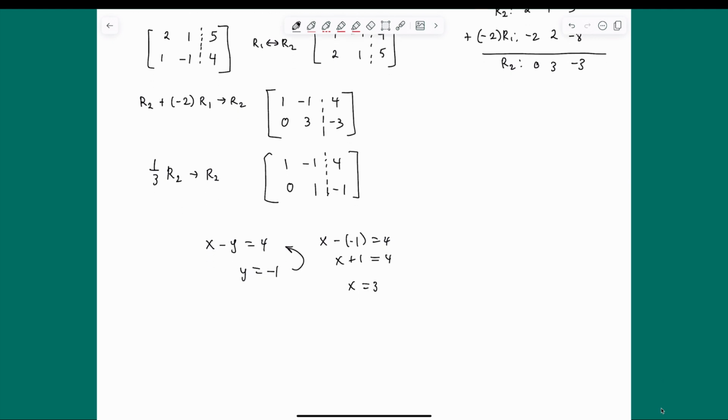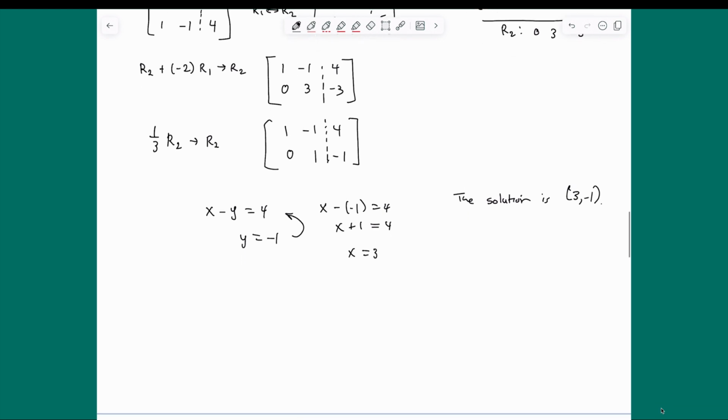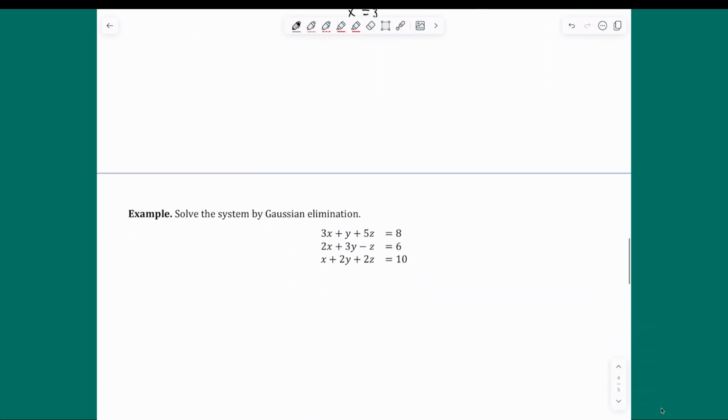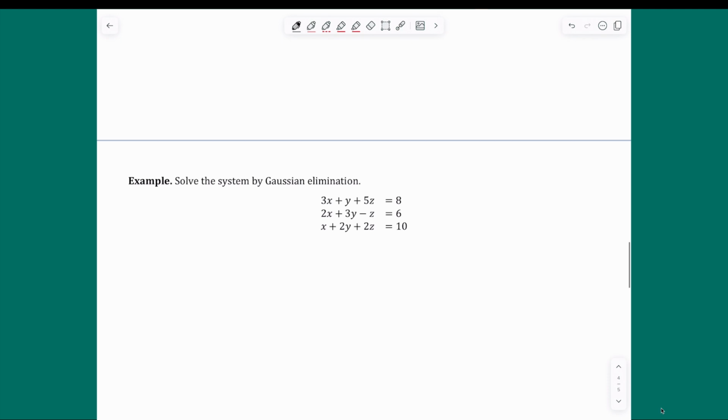Alright, and so the solution is the ordered pair 3, negative 1. Alright, let's look at another example of a bigger system. So solve the system by Gaussian elimination.